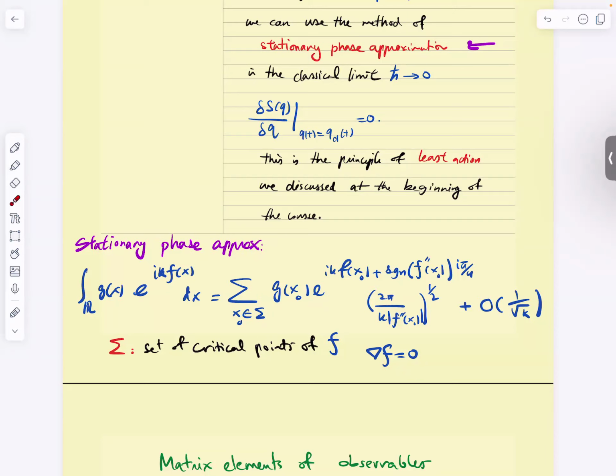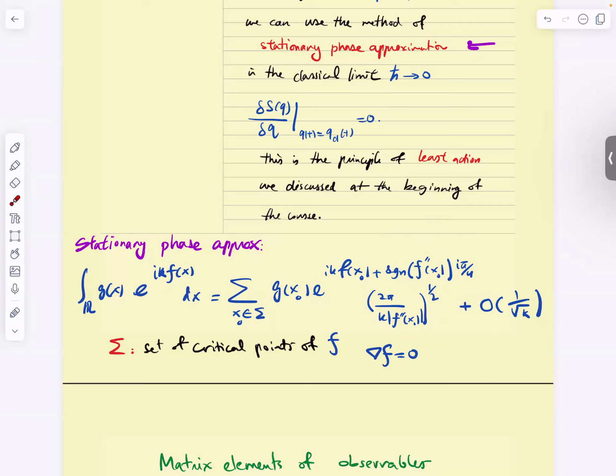So let me write down the expression. I have it here. This is a mathematical statement. This integral is well approximated by, it is equal to, a sum over all the critical points of S. These are points where the gradients vanish. Either they are minima or maxima, it doesn't matter. They're extremal. Sum over all such points, the function evaluated at that point, the phase evaluated at that point. Now, there is a subtlety regarding the sign of the second derivative. And then there is the 1 over square root of k correction to it that I've already put in. And then there are higher order terms.